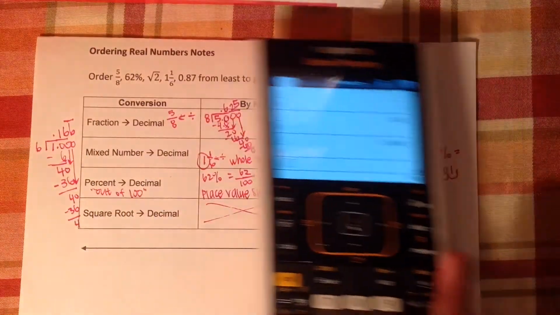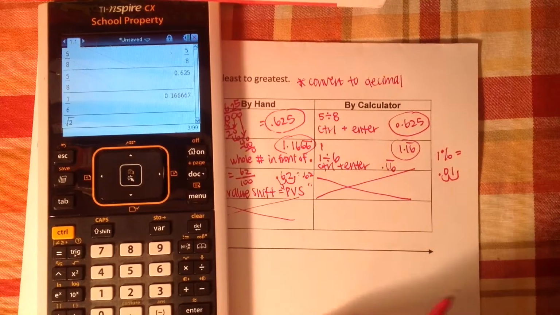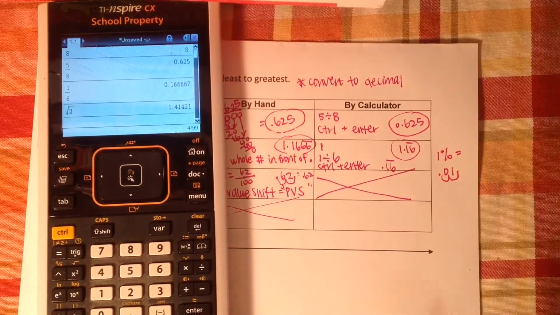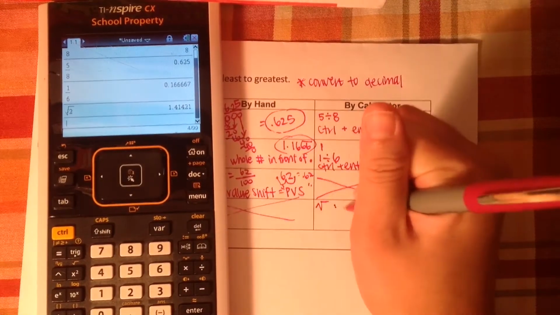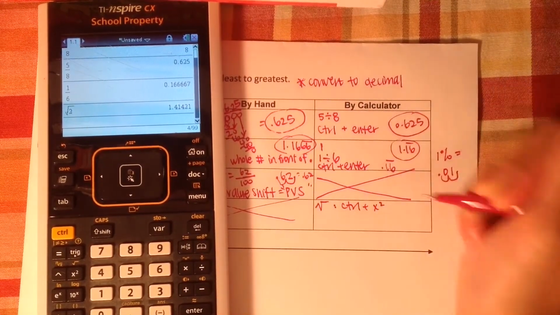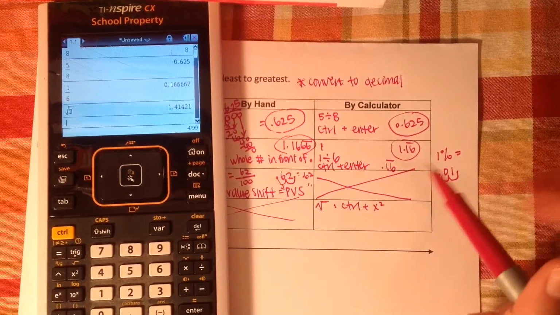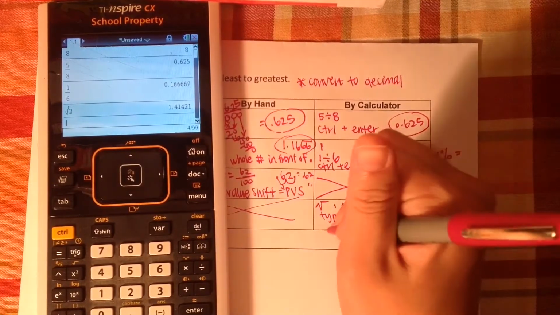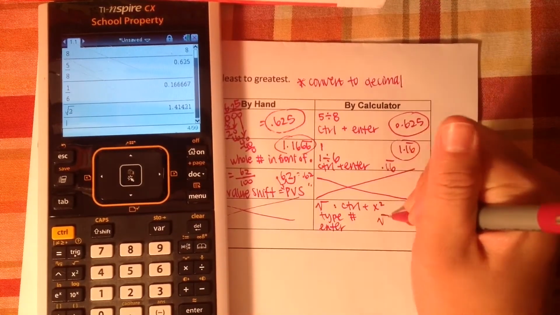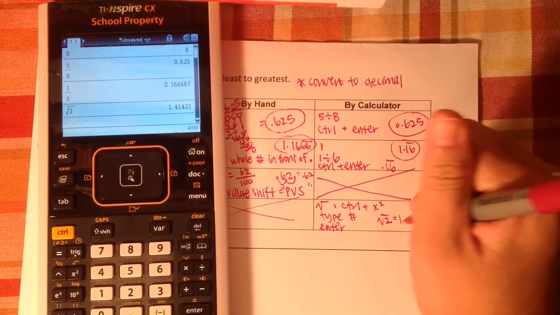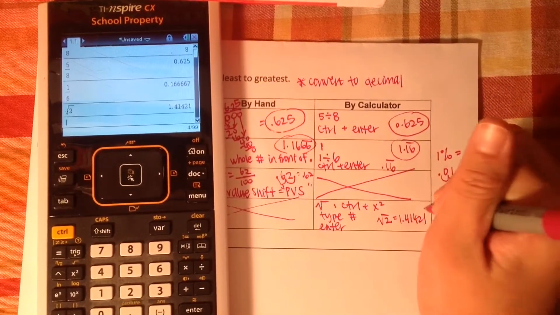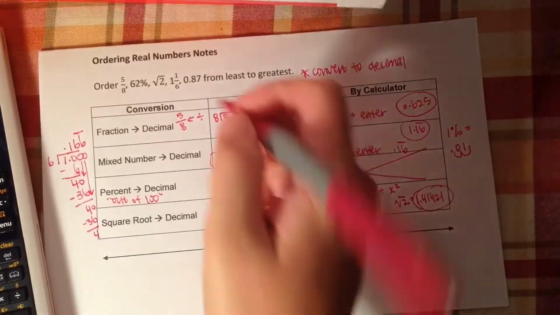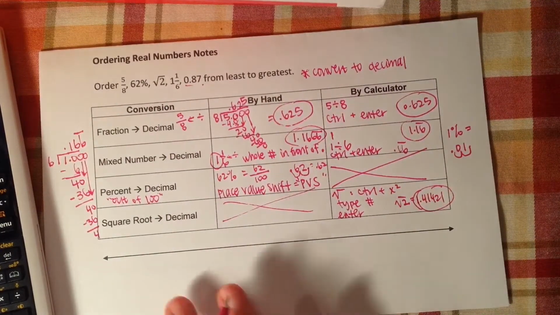So on here we had square root of 2. Type in your number, and if you hit enter, bam, there's your number. So remember, to get to the radical, you type in control plus x squared, and then you type in your number, whatever you're taking the square root of, and then you hit enter. So the square root of 2 is equal to 1.41421. Great. So for the rest of the numbers here, obviously 0.87 is already a decimal, so we don't need to convert it.